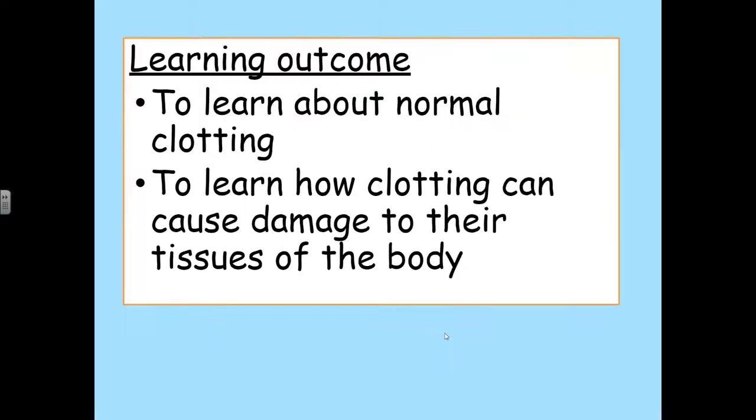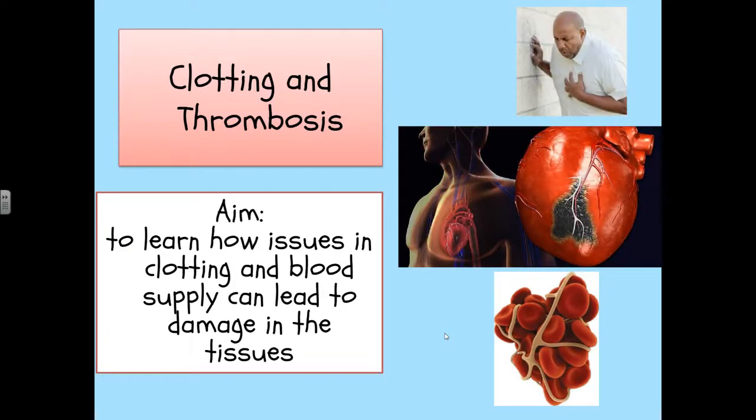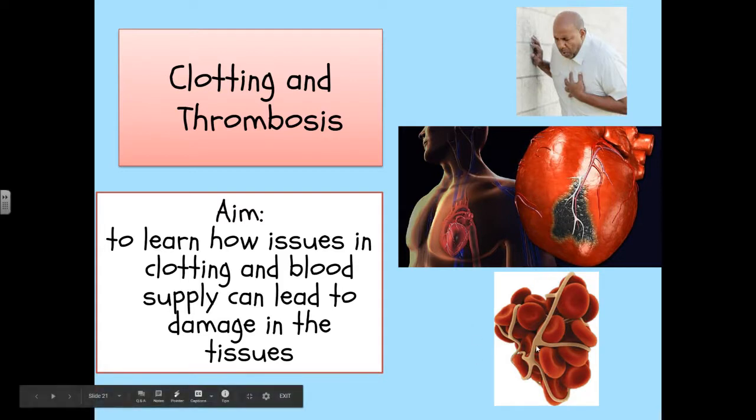Okay, in the next lesson, we're going to look at making what's called a thrombus and an embolism, and the effects this can have on the body. You may already know that this man looks like he might be having a heart attack. You can see here some damage to the heart muscle, and this is a picture of red blood cells.